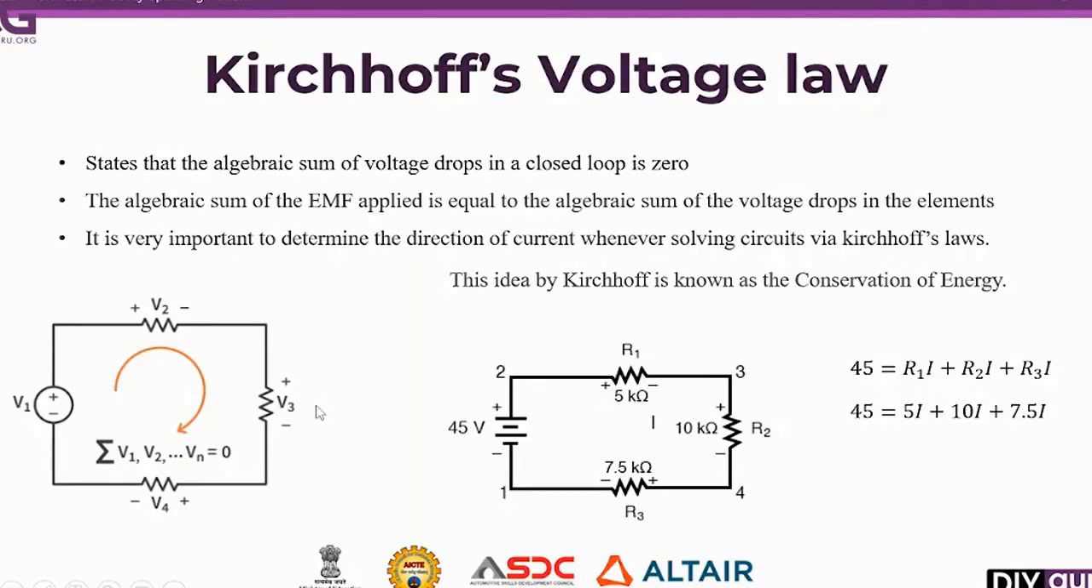This KVL is derived from the law of conservation of energy. We already know the law of conservation of energy, right? Energy can neither be created nor destroyed. It will be transformed from one form to another form. In the same way here, this voltage is fed to these resistors, the same as the law of conservation of energy. This energy is dissipated in these resistors, and it will be transformed in the form of either heat or some loss, you can say.